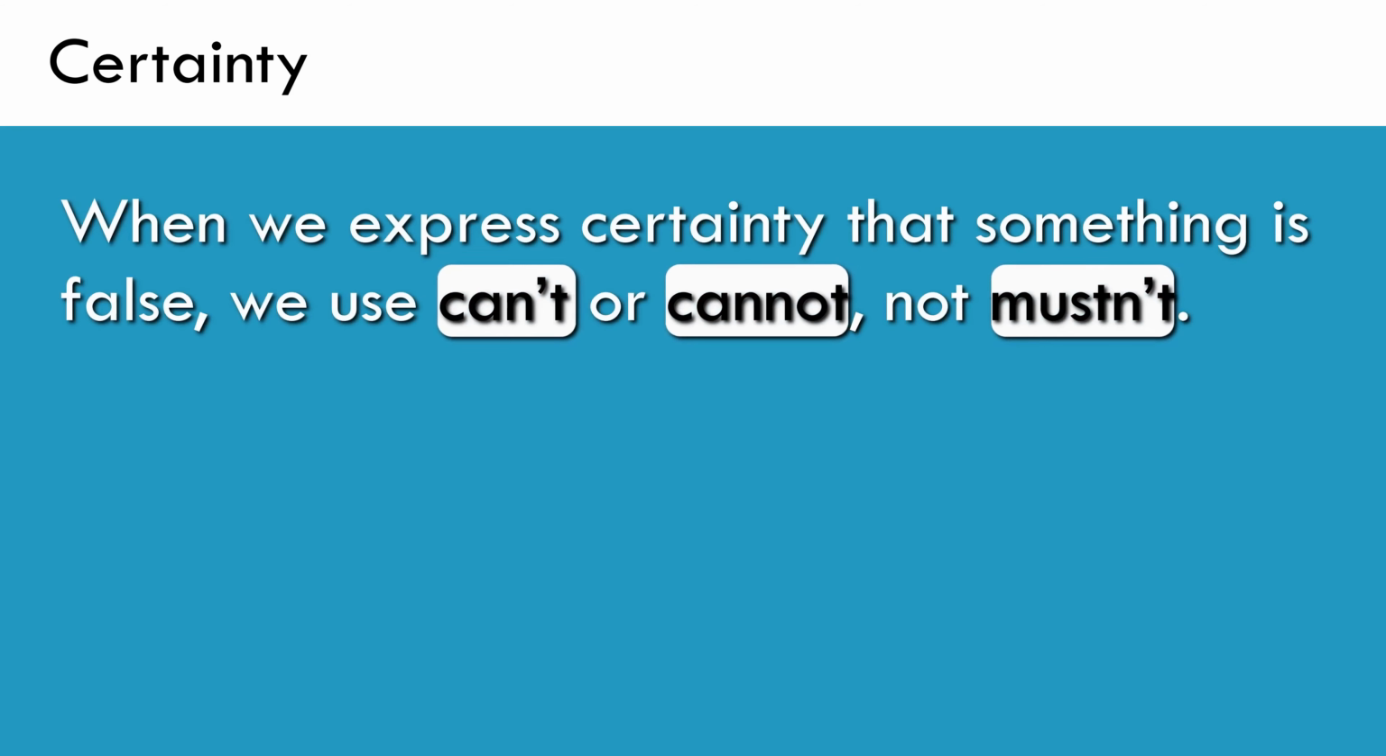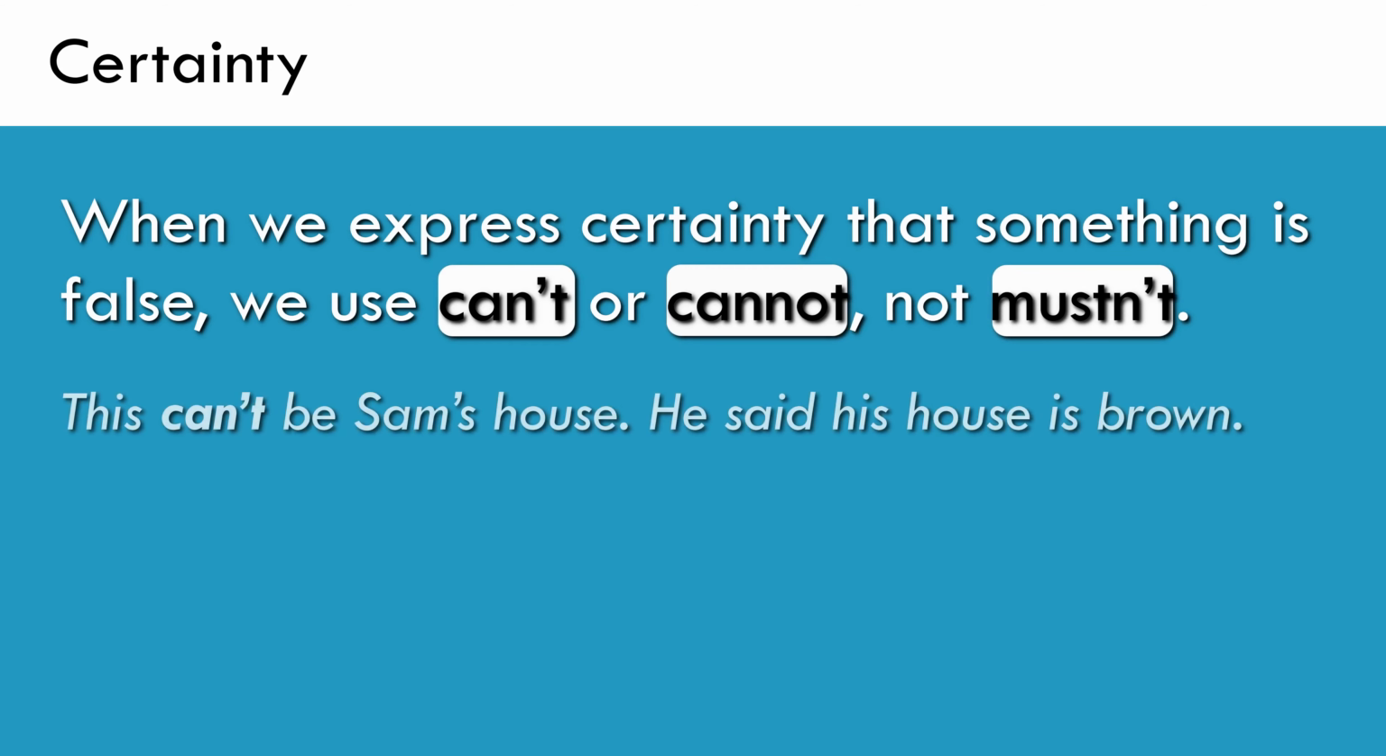When we express certainty that something is false, we use can't or cannot, not mustn't. For example, this can't be Sam's house. He said his house is brown.